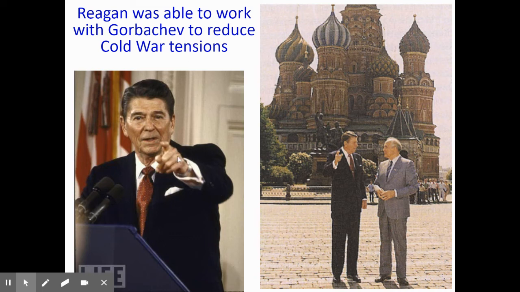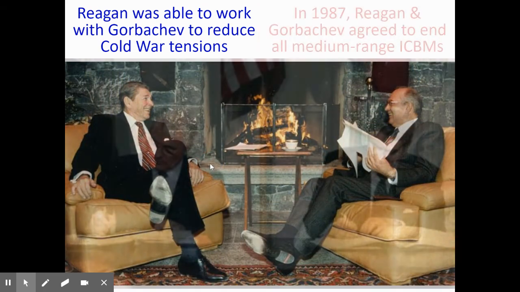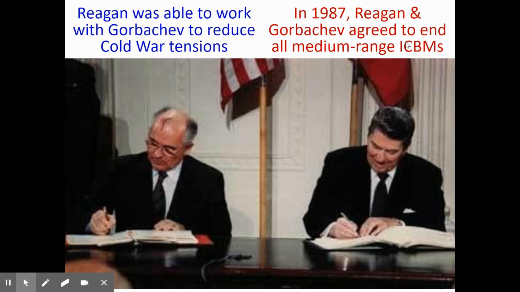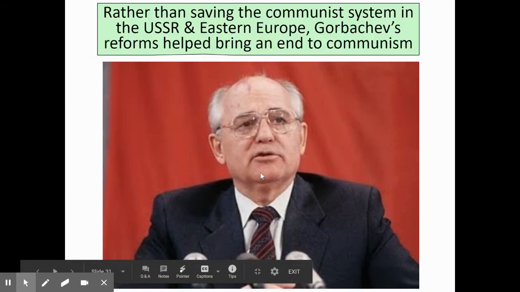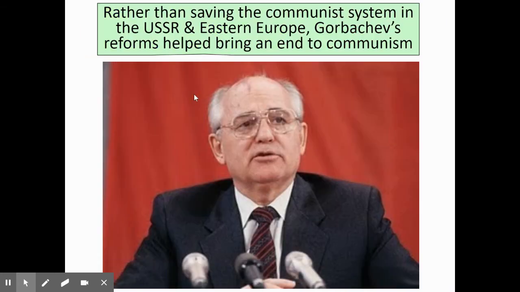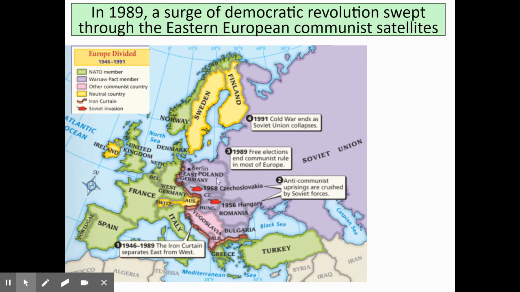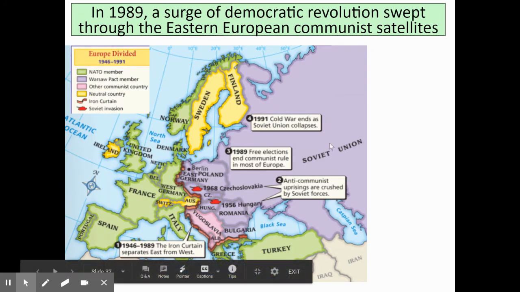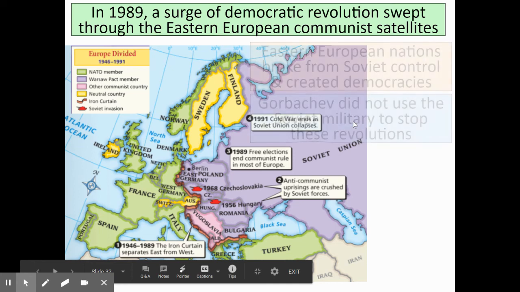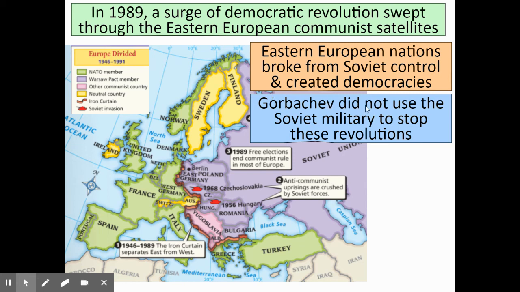Reagan and Gorbachev worked together, and we agreed to reduce arms again, reducing Cold War tensions. We agreed to end all medium-range intercontinental ballistic missiles. This was a huge achievement. The changes that Gorbachev made, perestroika and glasnost in particular, eventually led to an end of communism because the satellite nations were now going to hold elections, and they voted to not be communist. So they broke away from Soviet controls. Gorbachev did not use the military, unlike his predecessors. He allows them to become free.